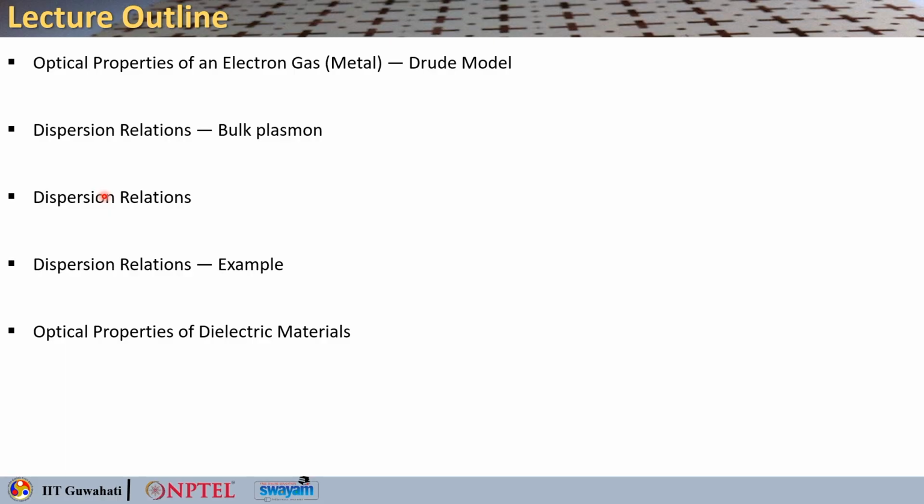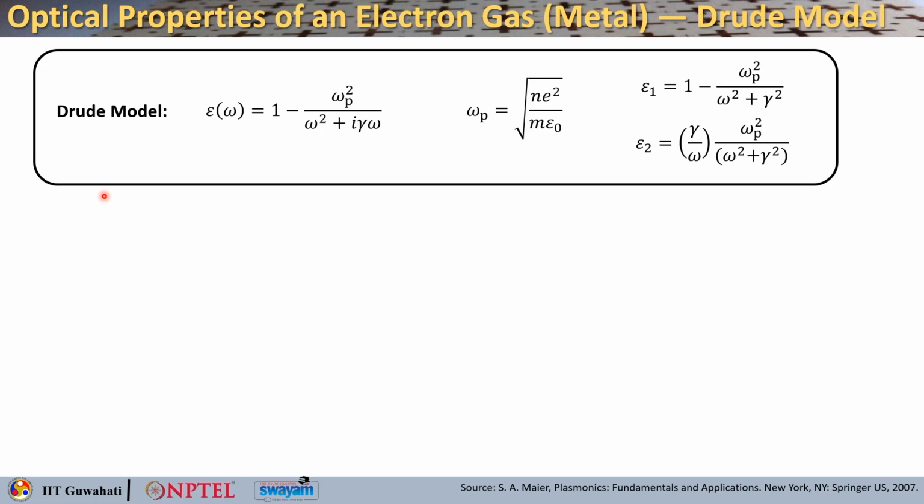Today's lecture will be on the optical properties of metals and dielectrics. It's basically a continuation of the previous lecture. In this one we will briefly look into the optical properties of metal that we have described earlier based on the Drude model. We will take up the dispersion relations of bulk plasmons, and we will discuss other dispersion relations in detail, and we will also look into the optical properties of other dielectric materials.